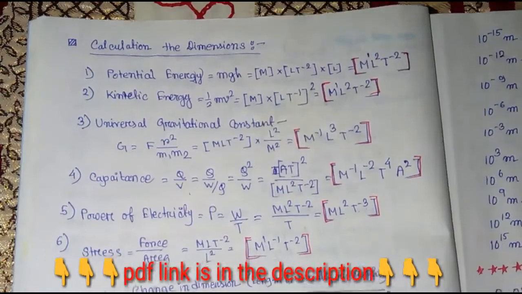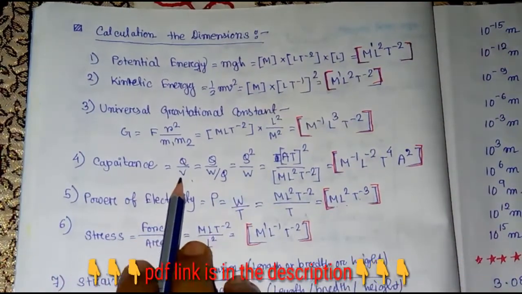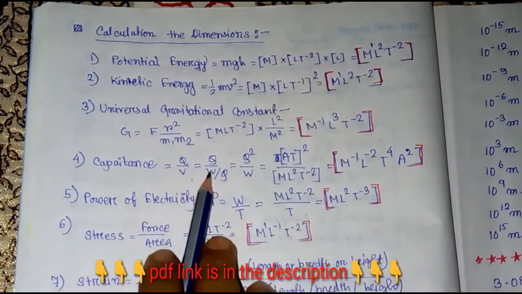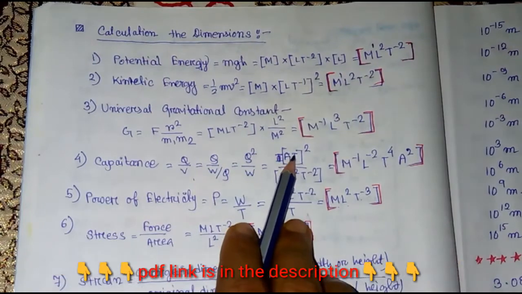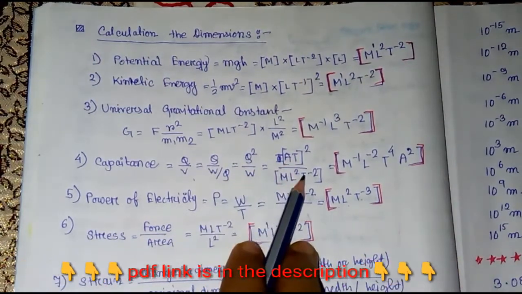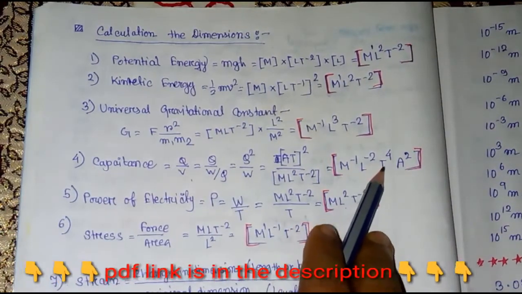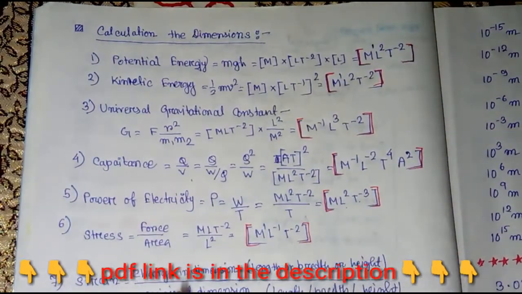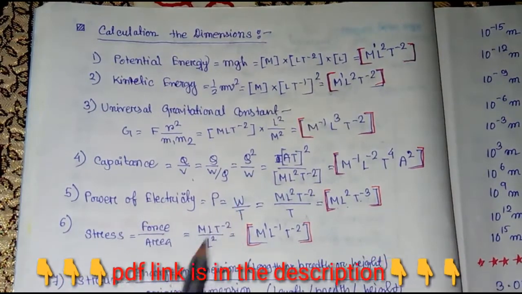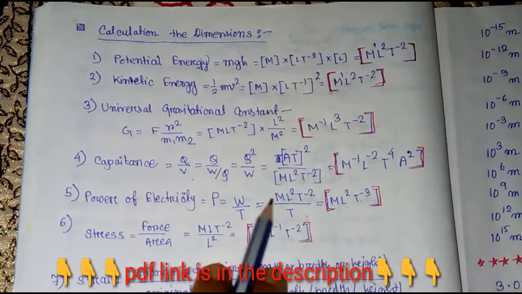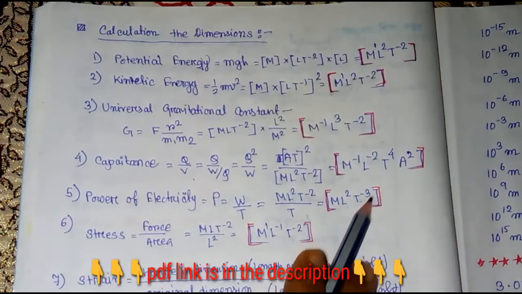Capacitance means Q by V, that means charge by potential. Potential means work done per unit charge, so Q square by W. Q is current into time, so AT, and work done means M L square T to the power minus 2. By calculating this we get M inverse L minus 2 T4 A square. What is the dimension of electric power? Power is work done per unit time, so M L square T to the power minus 2 by T. So we get M L square T to the power minus 3.